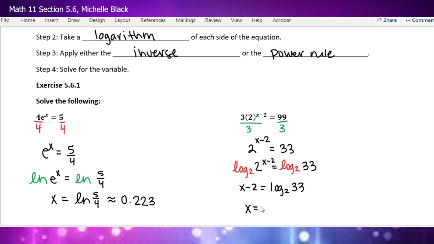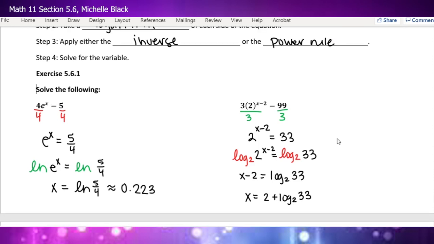Moving the 2 to the other side, it's a positive 2 and a positive log. And if you want to evaluate what log base 2 of 33 is, you should utilize the change of base formula. So in your calculator, you can type in log 33 over log of 2, which is approximately 5.044. So our answer down here, if I add 2 to that, will be approximately 7.044.